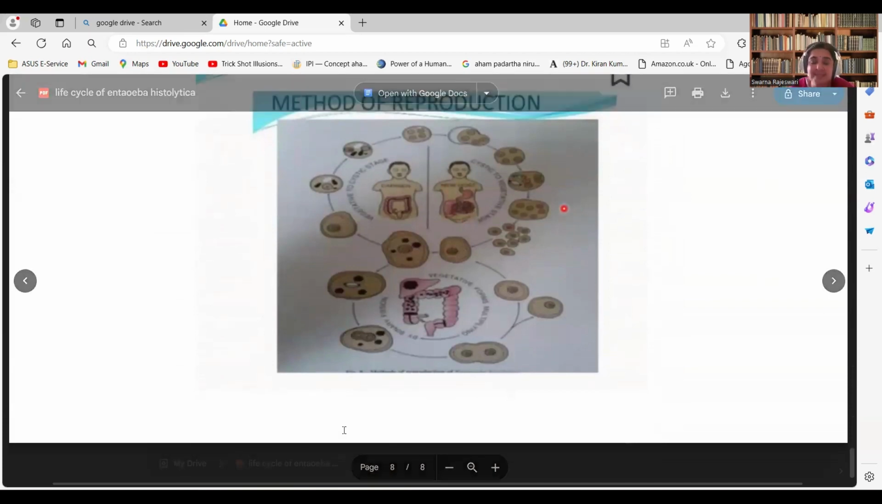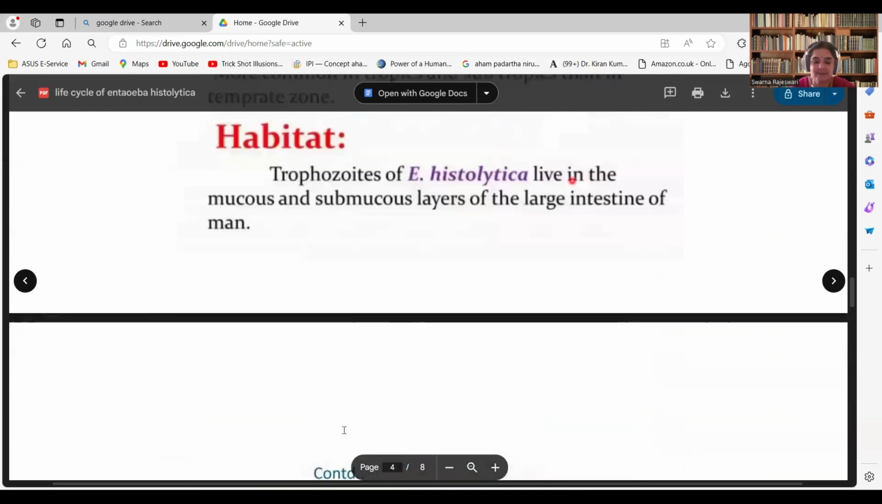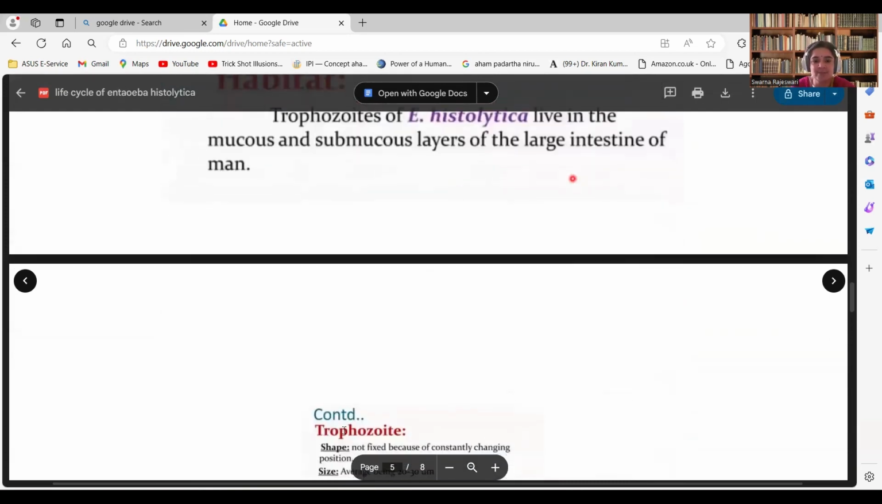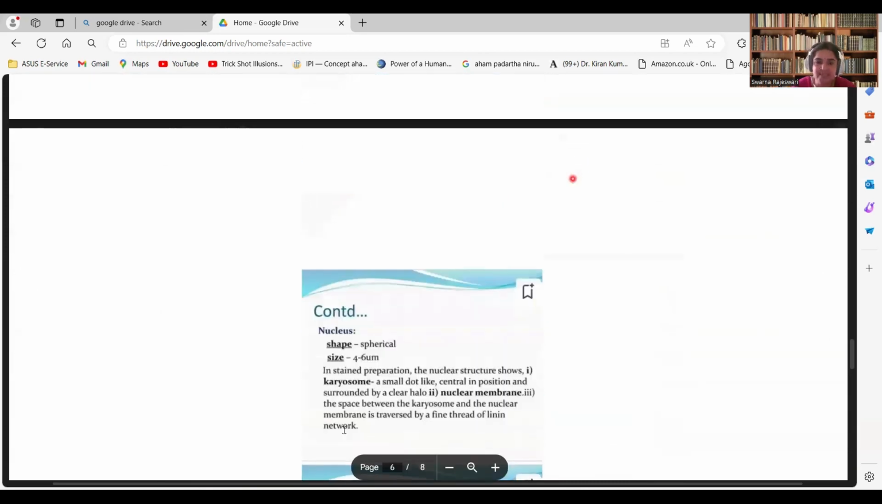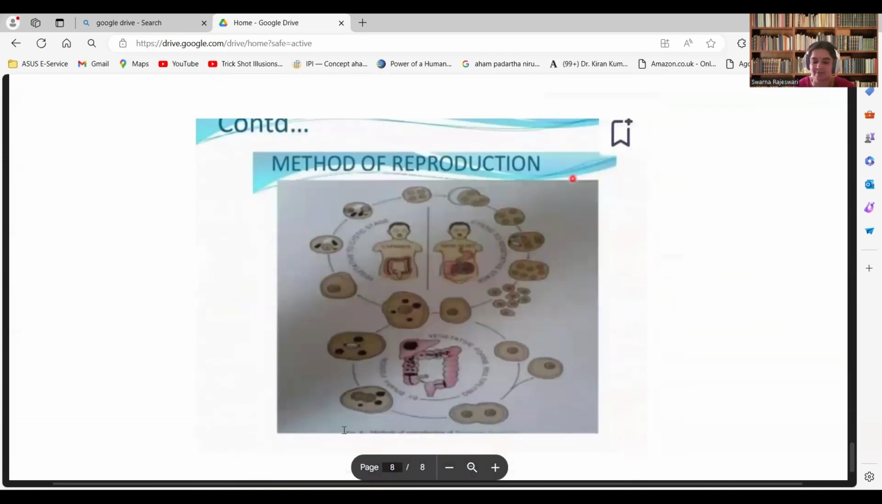This gives you 8 marks and each part carries marks. That is, first we have to say its geographical distribution, habitat, and morphological forms along with the diagram, and the life cycle of the parasite along with the diagram. So this is about the life cycle of the parasite Entamoeba histolytica.